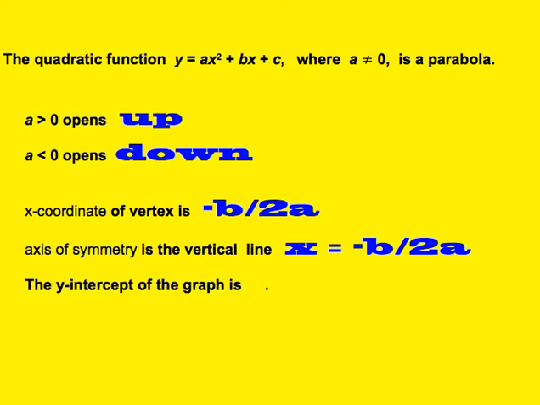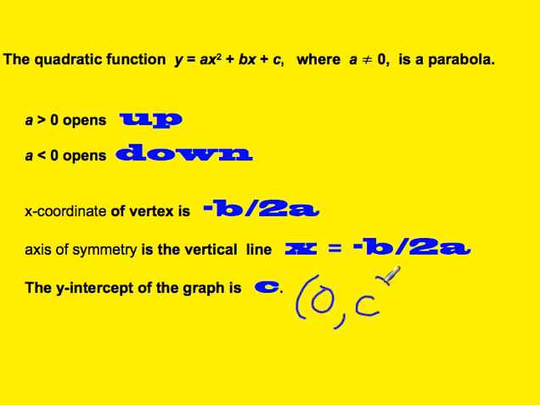And then the y-intercept of the graph is going to be at c. So it'll be the point (0, c). Because remember, y-intercept is where x equals 0, and then this will be c. And the reason why it's going to be c is because if x is 0, a times 0 is 0, b times 0 is 0, so we're left with just c. So that would be our y-intercept.